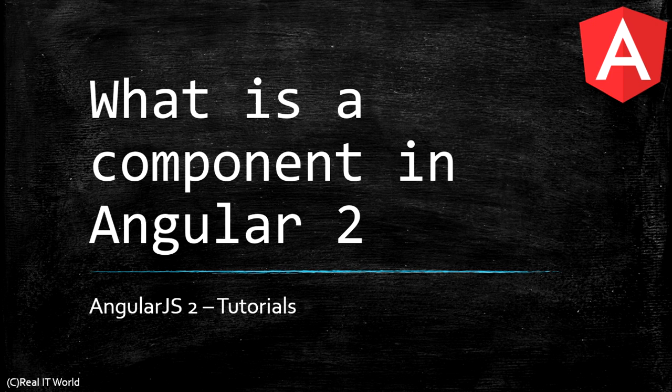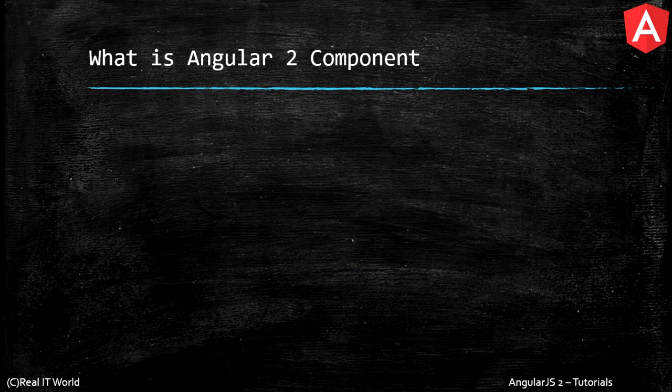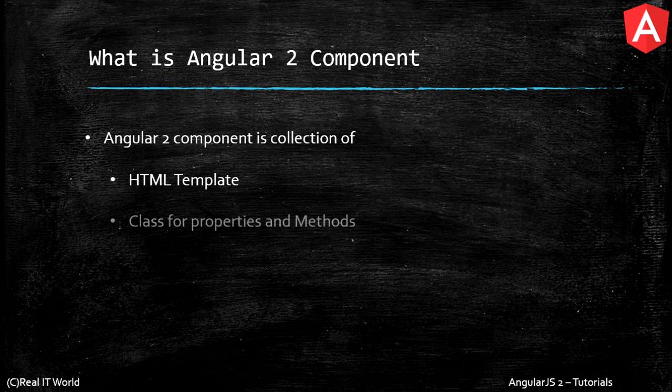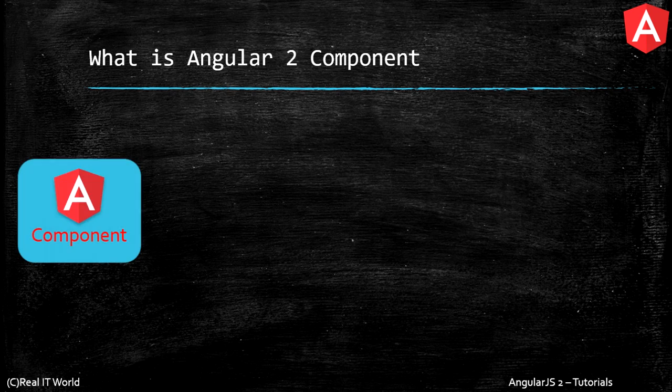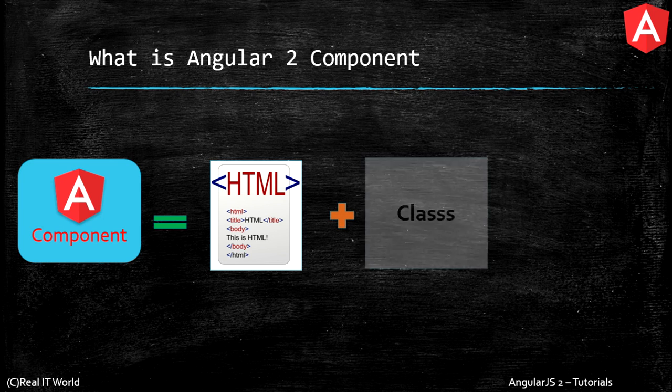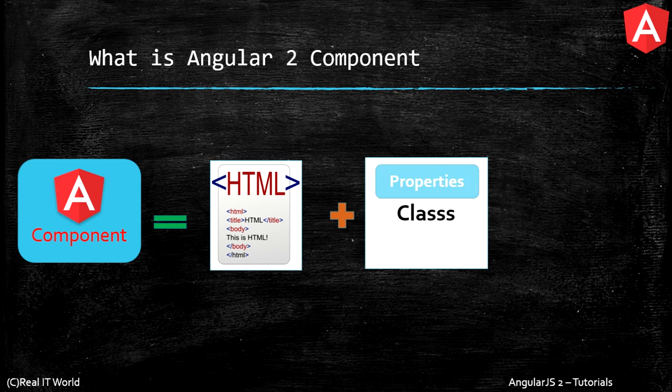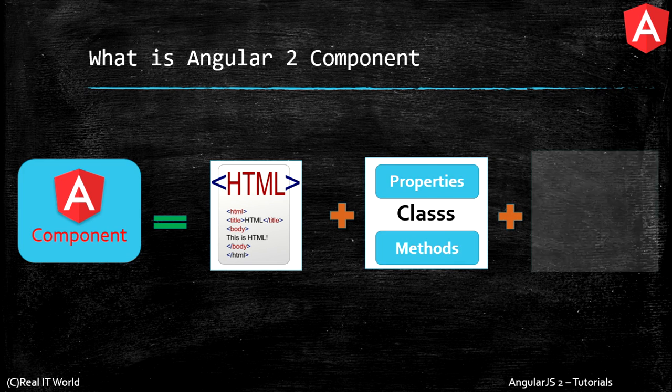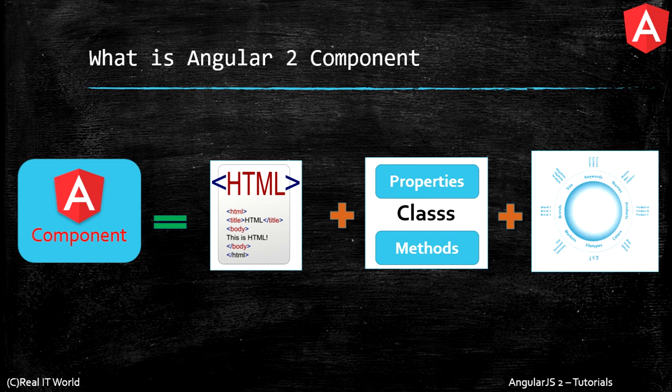What is a component in Angular 2? An Angular 2 component is a collection of an HTML template and a class for properties and methods, and metadata. This is an Angular 2 component, a collection of an HTML template and a class having properties and methods for business logic, and metadata.